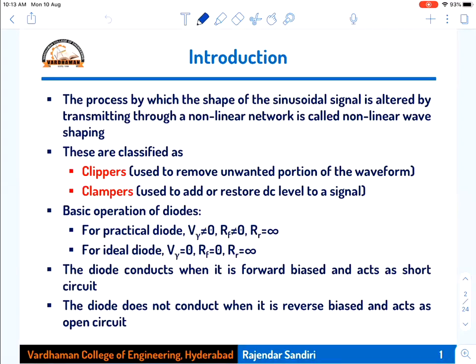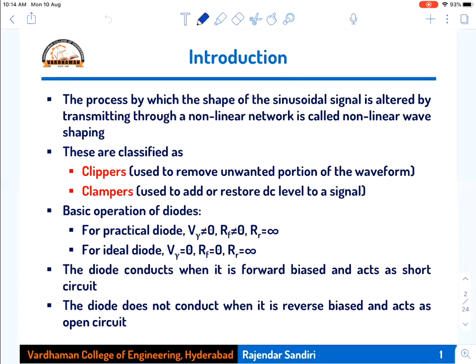So ideal diode V gamma is 0. Practical diode V gamma is not equal to 0. It will be 0.3 volts for germanium or 0.7 volts for silicon, or whatever may be the cut-in voltage that we get for the diode used in the circuit. So the diode conducts when it is forward biased and acts as a short circuit. The diode does not conduct when it is reverse biased and acts as an open circuit.